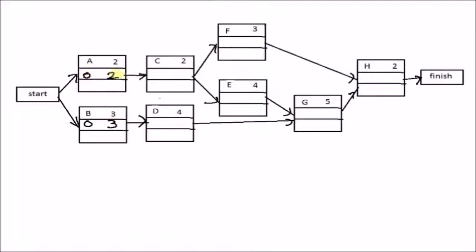After finishing A, we immediately start C. We finish A at 2, so we start C at 2. We end C at 2 plus 2 is 4. We end B at 3, so we start D at 3. We end D at 3 plus 4, it's 7. Now we continue.